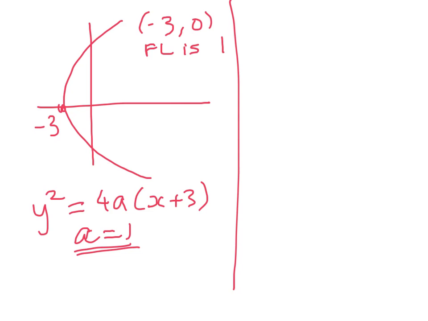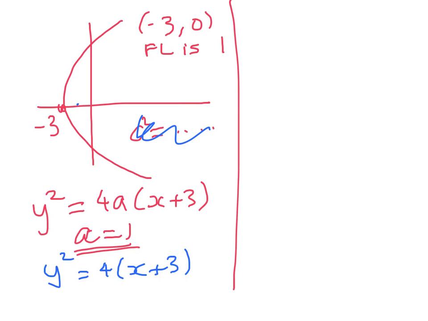It's just a bit weird because you start off by going, well, how do I get my focus? Why isn't it c squared equals blah, blah, blah? But it's not. It's just given to you, usually. Okay, so here the equation will be y squared equals 4 times x plus 3. And if the focal length is 1, the focus is going to be here at negative 2, 0. Okay, so if you like thinking about translation vectors, the translation vector of the basic one is negative 3, 0.